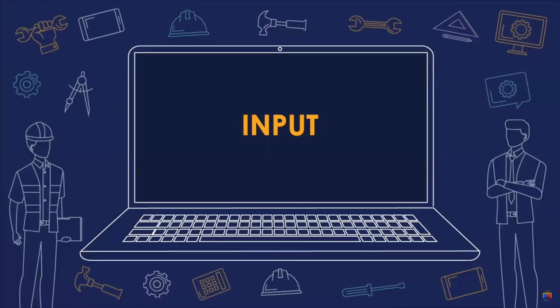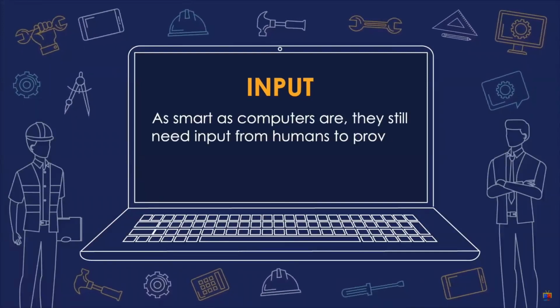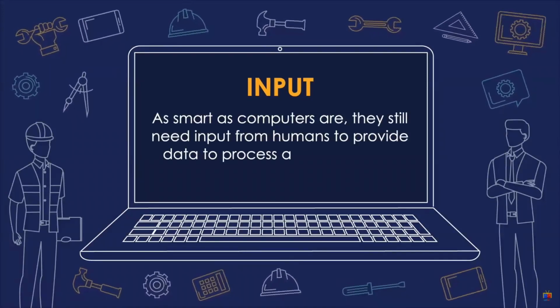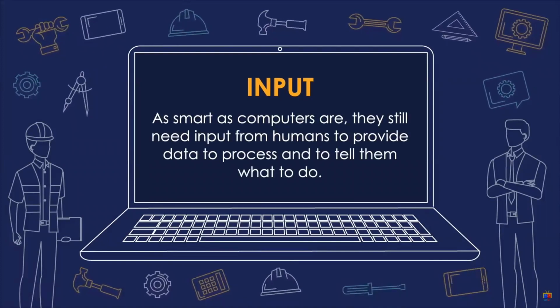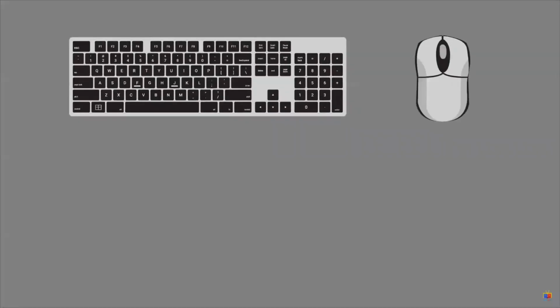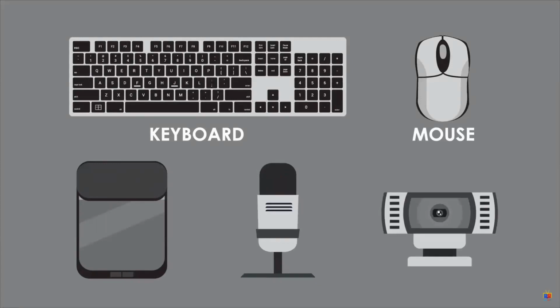Let's start with the input. As smart as computers are, they still need input from humans to provide data to process and to tell them what to do. Computers today accept input from a variety of devices. The 2 you're probably most familiar with include the keyboard and the mouse. Almost all modern computers have these devices. Other common input devices I'm sure you are familiar with are scanners, microphones, and webcams.